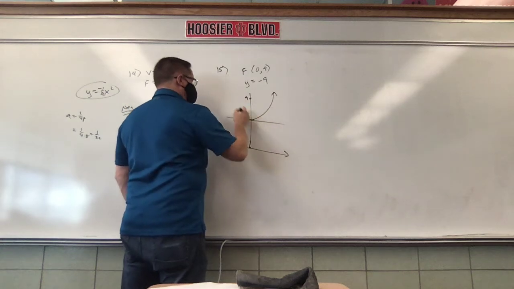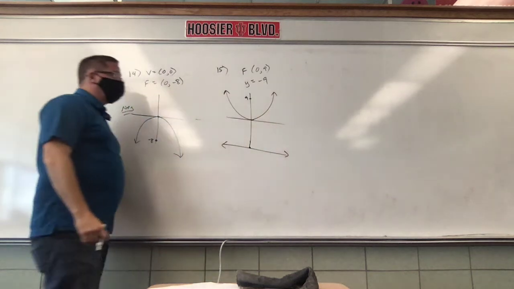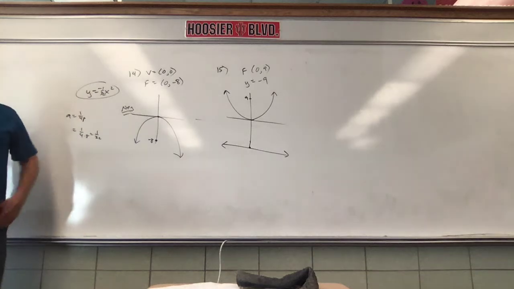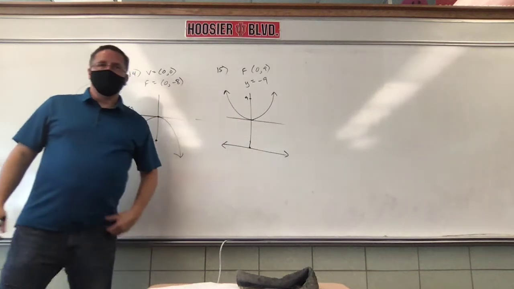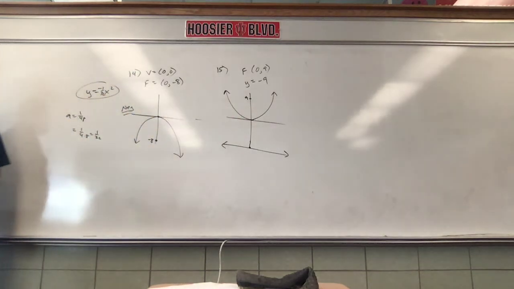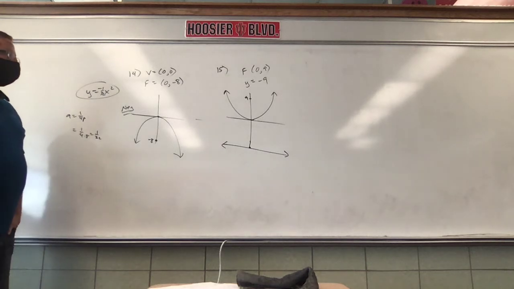And it looks like the vertex is 0, 0. Are we certain it's 0, 0? Yeah, because this is 9 up, this is 9 down. It's not close to 9 up or close to 9 down. It's exactly 9 up and 9 down, because that's what I told you. 0, 9, and y equals negative 9.